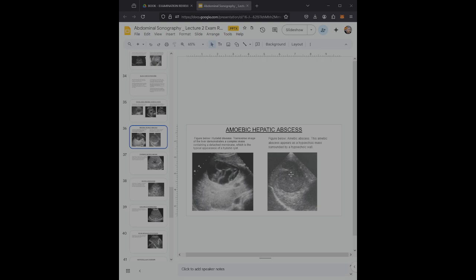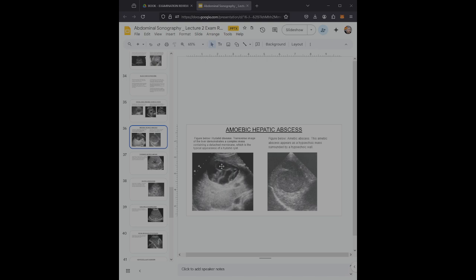Oftentimes, amoebic abscesses are indistinguishable sonographically from a pyogenic liver abscess, and therefore require a serologic confirmation. And these masses are usually treated medically, although aspiration may be performed. Complications include rupture or extension into the chest or peritoneal cavity.